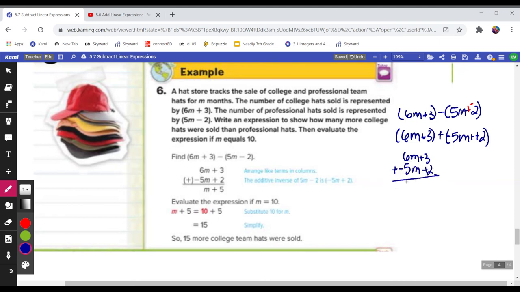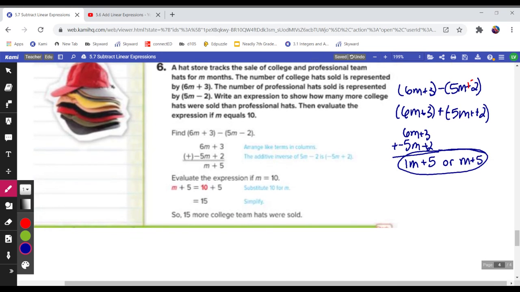So 6M plus negative 5M is 1M. 3 plus 2 is 5. 1M plus 5 is one way of writing your answer, or you could always do M plus 5. So if we wanted to evaluate it for M equals 10, that becomes 10 plus 5, which is 15. So 15 more college hats were sold.